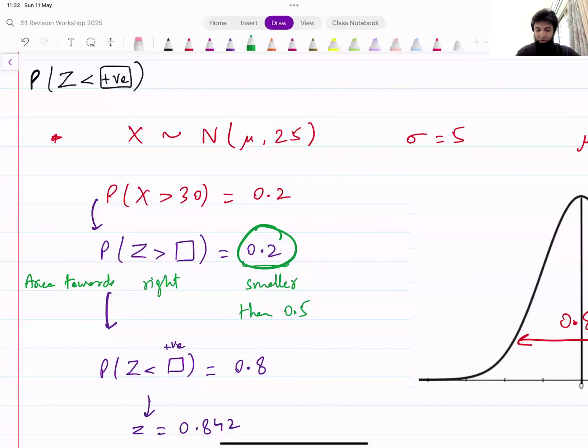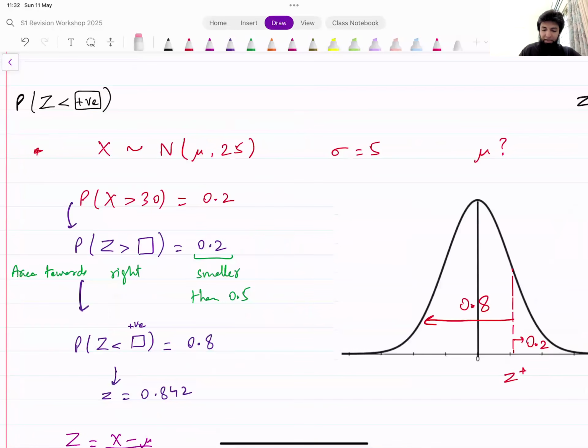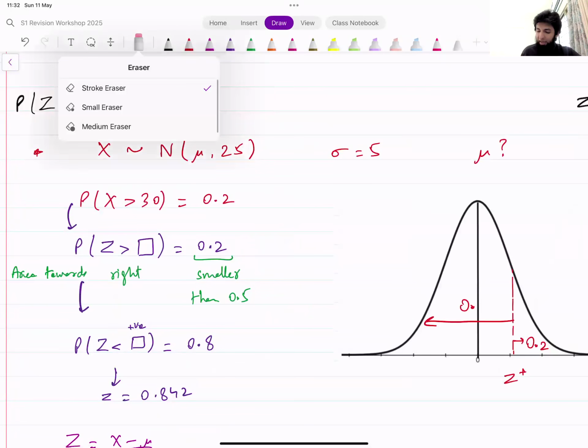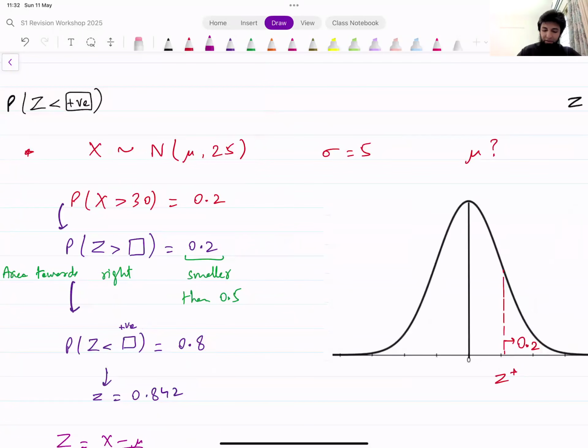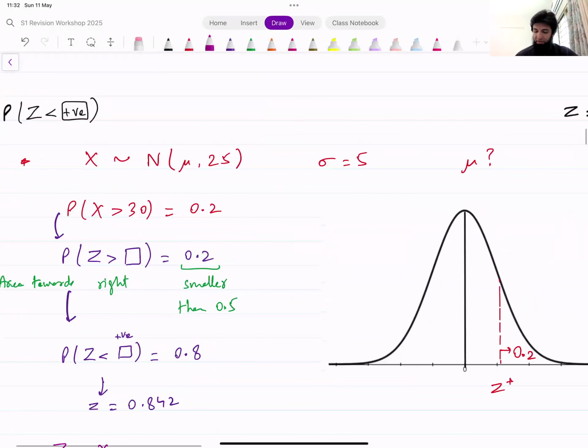If you compare that with 0.5, that's a small area. So z has to be somewhere such that the area to the right of that is small. So where do we place z then? If we place z on the negative side, area on the right would be bigger. That's not what we want. If we place z on the positive side, area on the right would be smaller, and that's what we want.